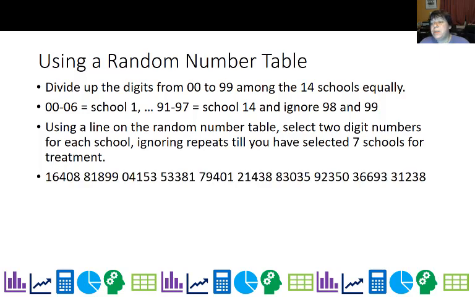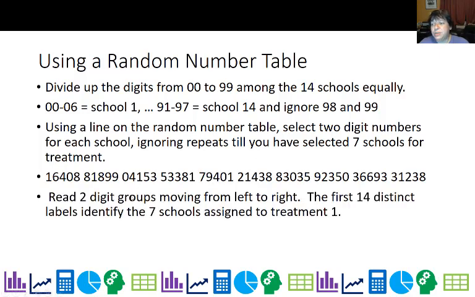So here's my random number line. And so I'm going to read it in 2-digit groups, moving from left to right.